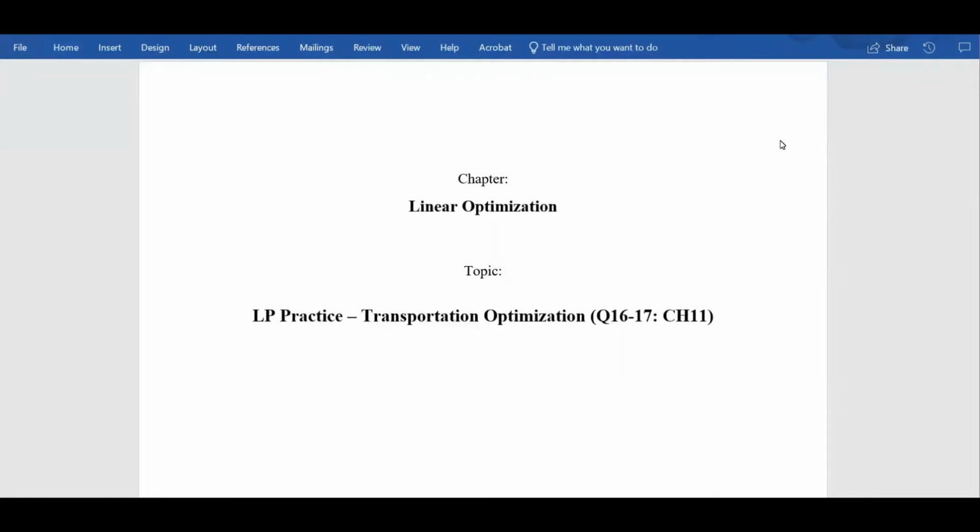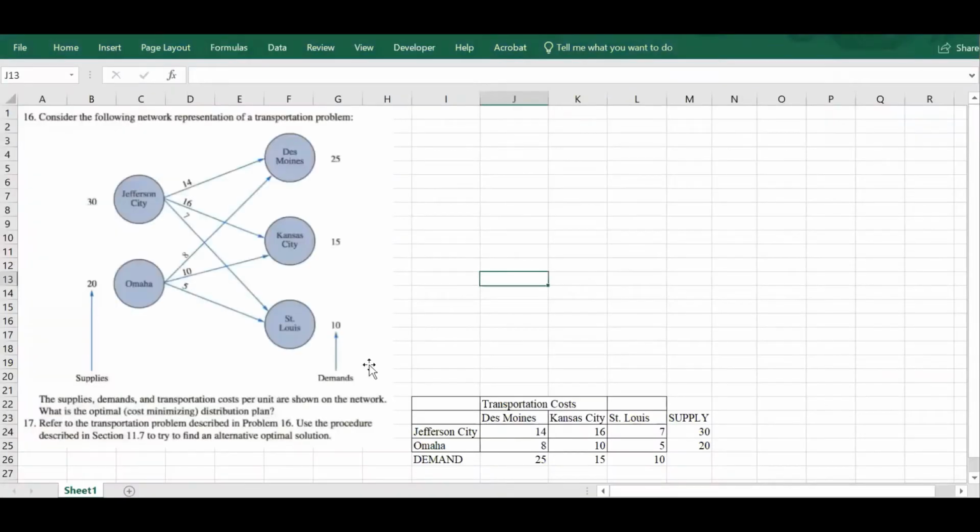In this video, we're going to solve two other LP practice questions, question number 16 and 17, that are on transportation planning optimization. So I have the question here. We want to minimize the transportation cost. It's a cost minimization problem.